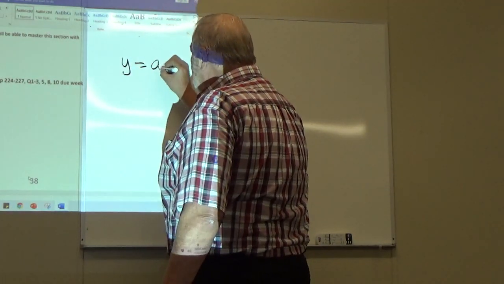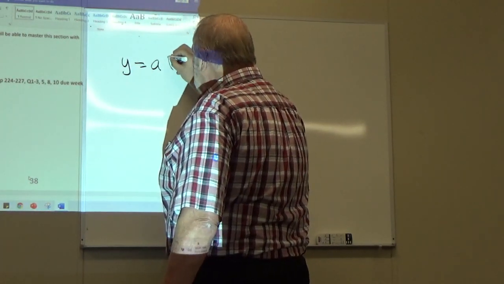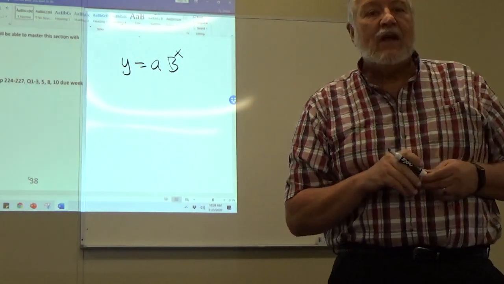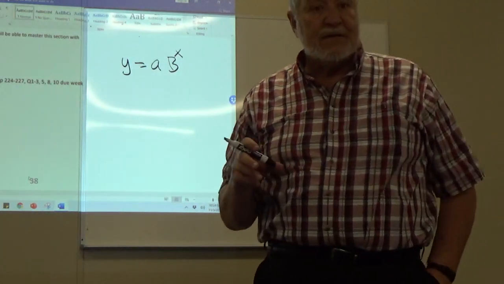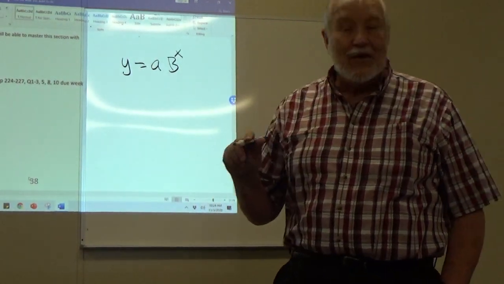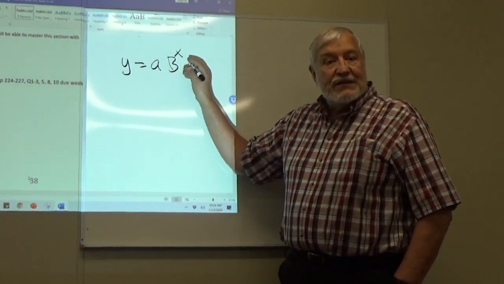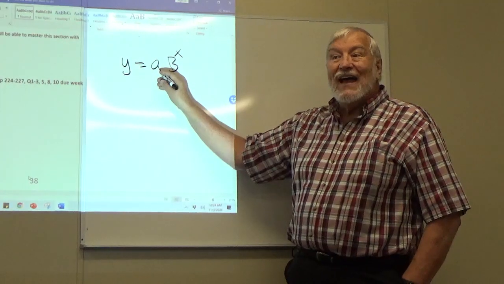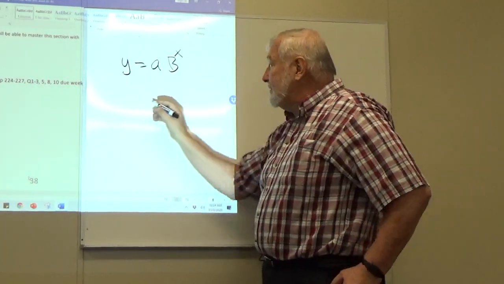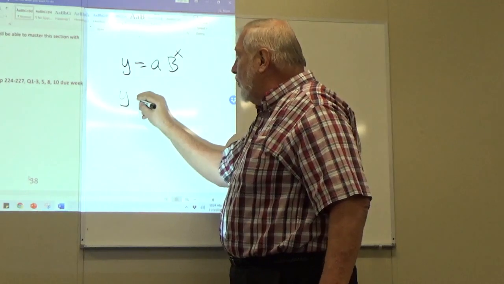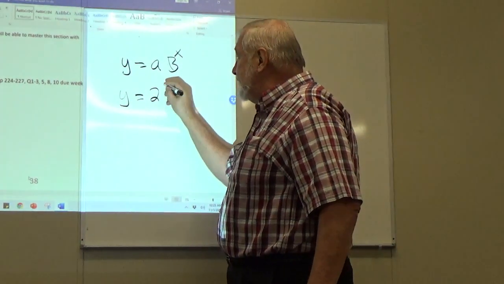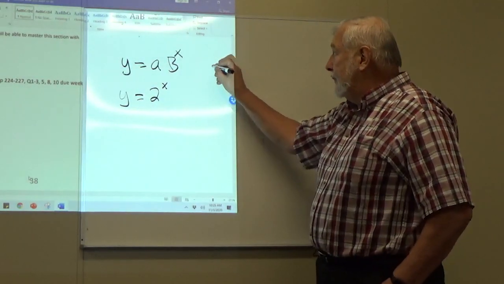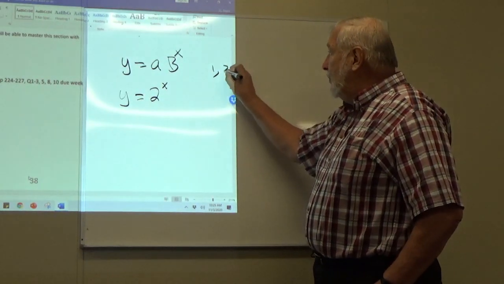y equals a b to the x. The variable is still x, but it's in the exponential part right now. We're going to start with a being 1. If I give you y equals a base of 2 to the x, what happens when x is 1? The answer is 2.